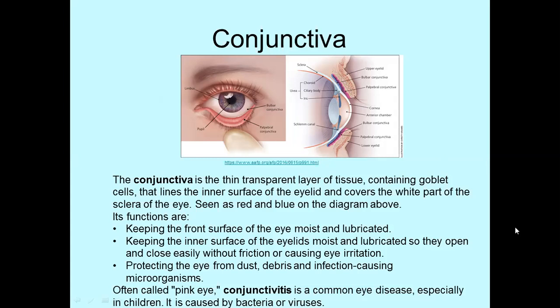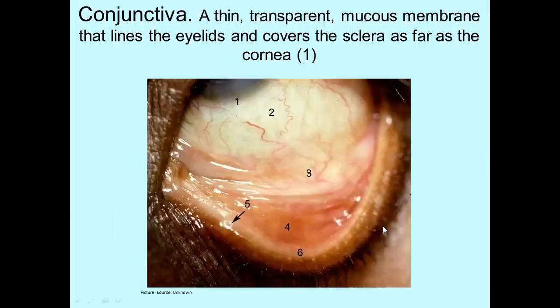Okay, so what are the functions of the conjunctiva? To keep the surface of the eye moist and lubricated, and to keep the inner surface of the eyelids moist and lubricated, so they can close easily. And then also to protect the eye from dust, debris, and infection-causing microorganisms.